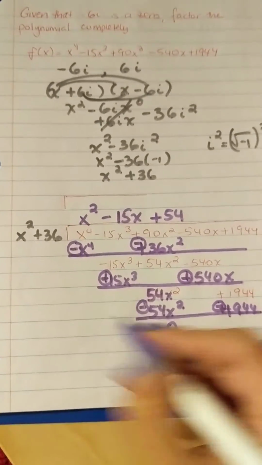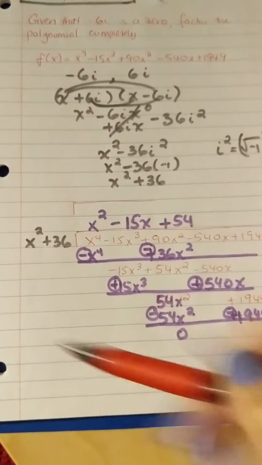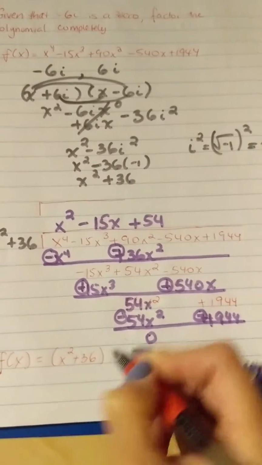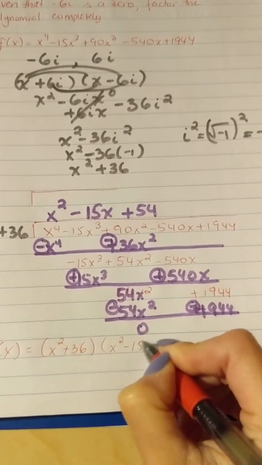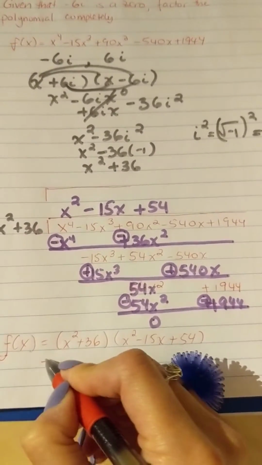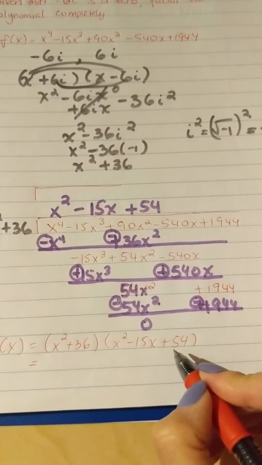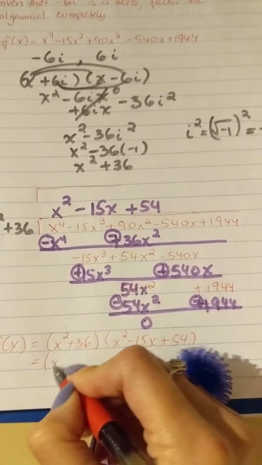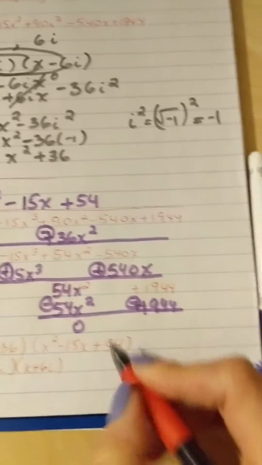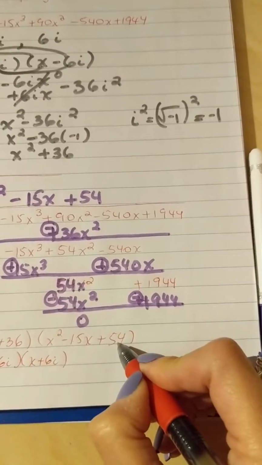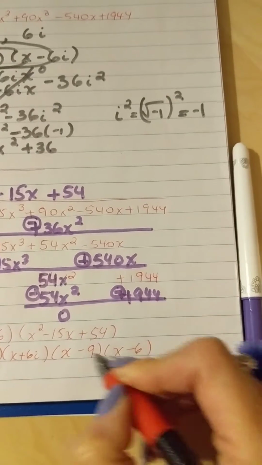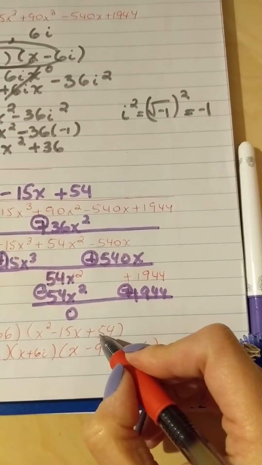So now what we can say is our polynomial f of x, let's go back to red, we know for sure that it can factor into x squared plus 36 times x squared, our quotient, minus 15x plus 54. Now, it's very decent of the textbook to give you a trinomial that's going to factor. We can write x squared plus 36 as x minus 6i and x plus 6i. And we can write x squared minus 15x plus 54 as x minus 9 and x minus 6, because negative 9 times negative 6 will give me positive 54.